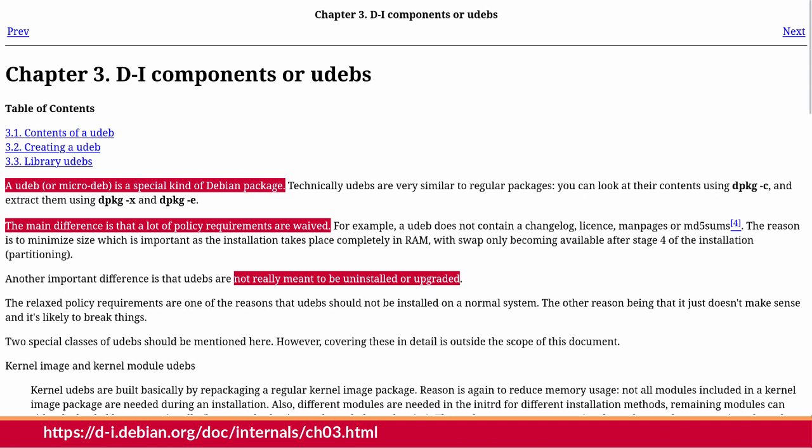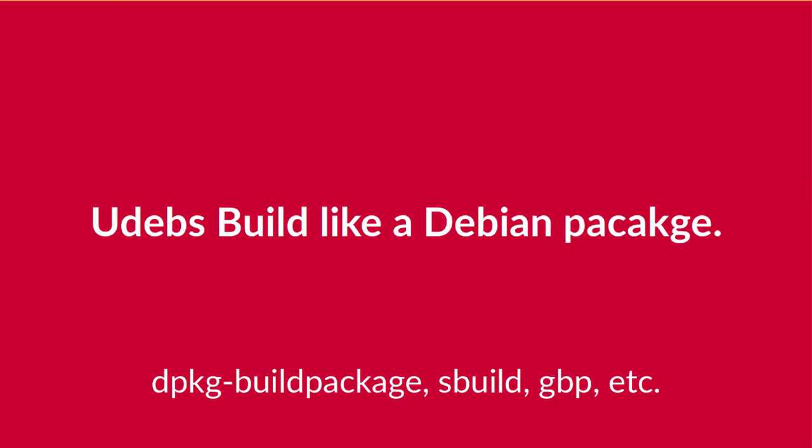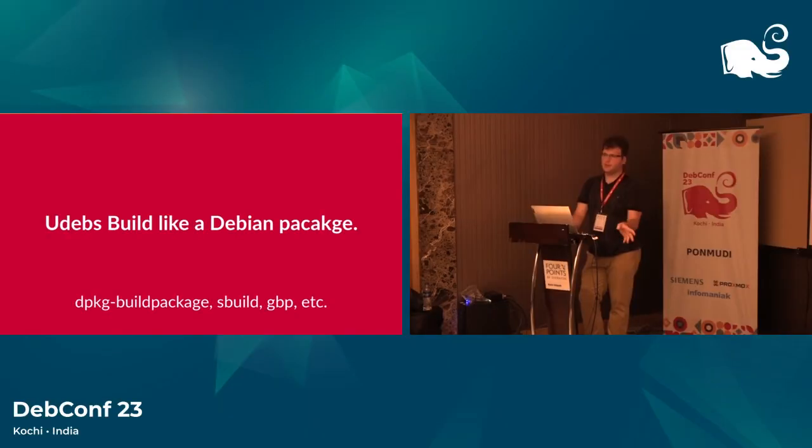Another important difference is the udebs are not meant to be uninstalled or upgraded, so you don't need to care about that. And the package manager doesn't really seem to support that. But in general, to build a udeb, you treat it as a Debian package. You can use dpkg-buildpackage, or sbuild, or git-buildpackage, and then if your package builds debs, you get debs. If it builds udebs, you get udebs.